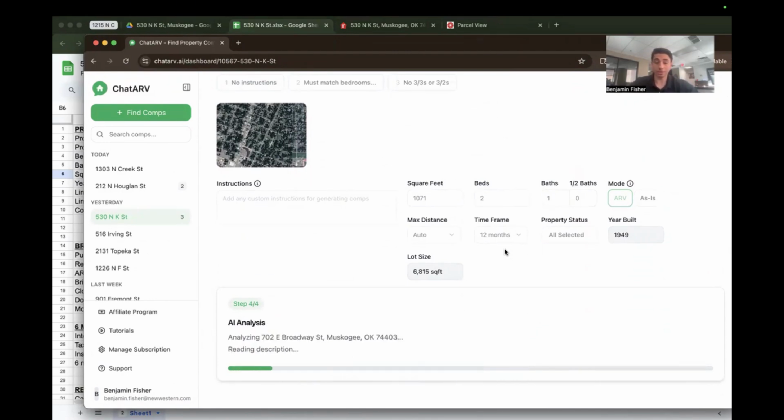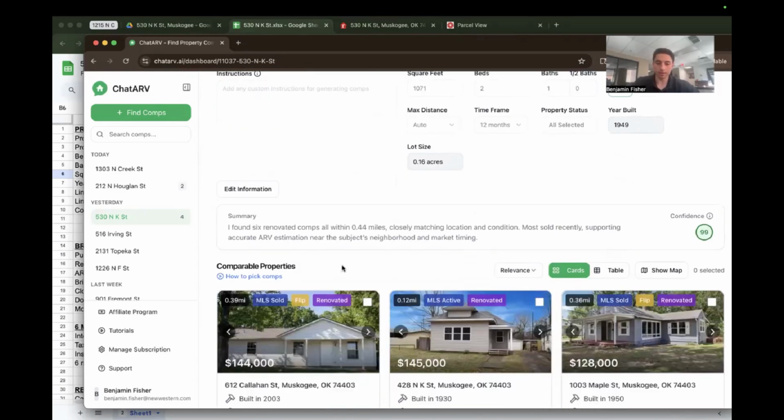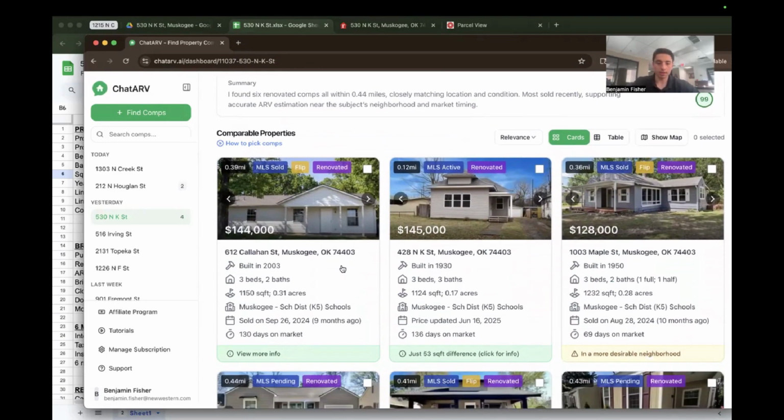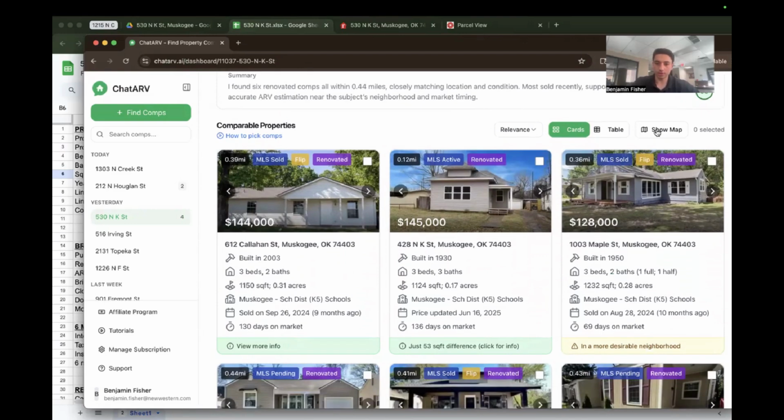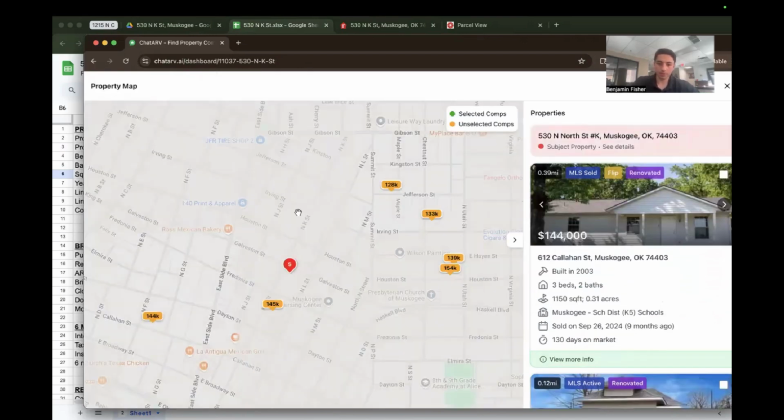Now, with this agent I'm working with in Muskogee, he knows the area so well that I could just be like, hey, how much you think this is going to be worth when it's fixed up? And he'll give me a good ballpark figure, but you always like to confirm that, and you don't always have that available. So first, I like to go onto the map, see what's nearby.